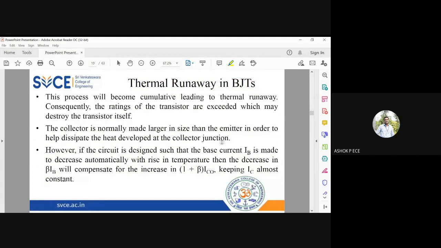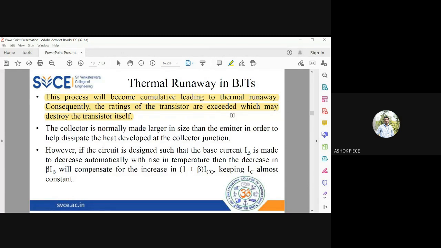Okay, so this process becomes cumulative. It is just like you are expecting an avalanche breakdown. In avalanche breakdown, the current becomes enormous, right? The electrons will start hitting other electrons, and this becomes a cumulative process. So the current will increase.